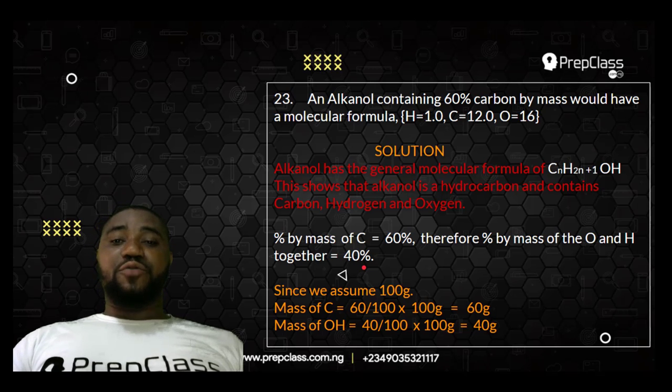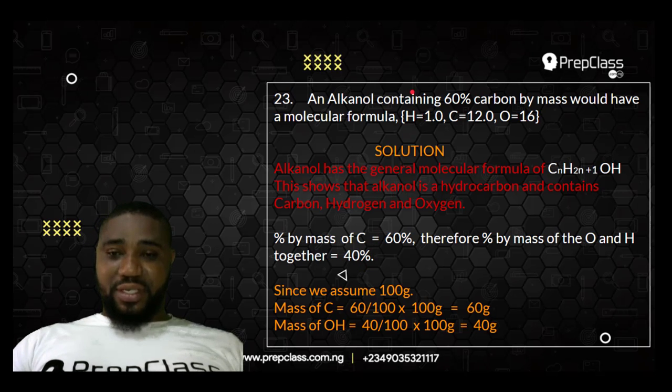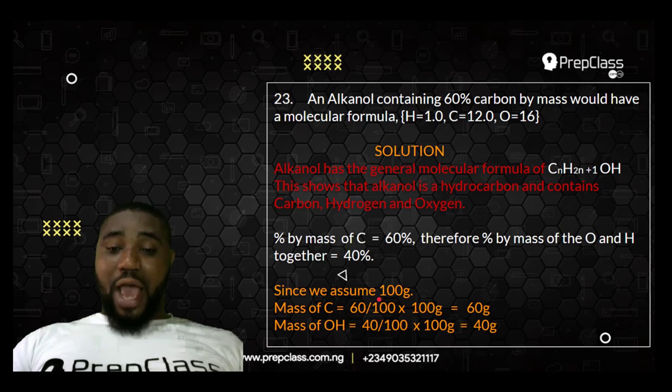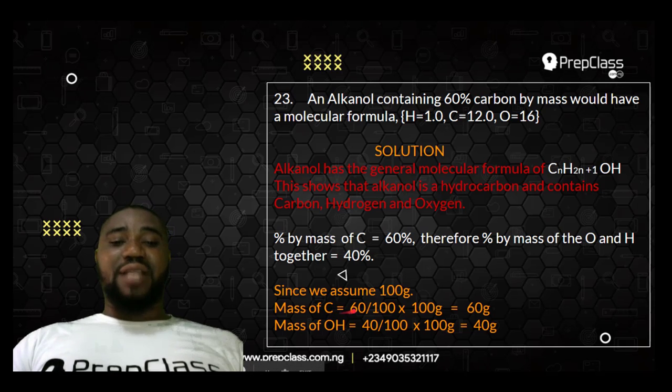Yes, because if we are looking at it as 100%, and carbon already makes up 60%, then the remaining two, oxygen and hydrogen, will make up 40%. It's as simple as that. Now we are going to assume a mass of 100 grams. So carbon, which is 60%, is 60 over 100 times 100 grams.